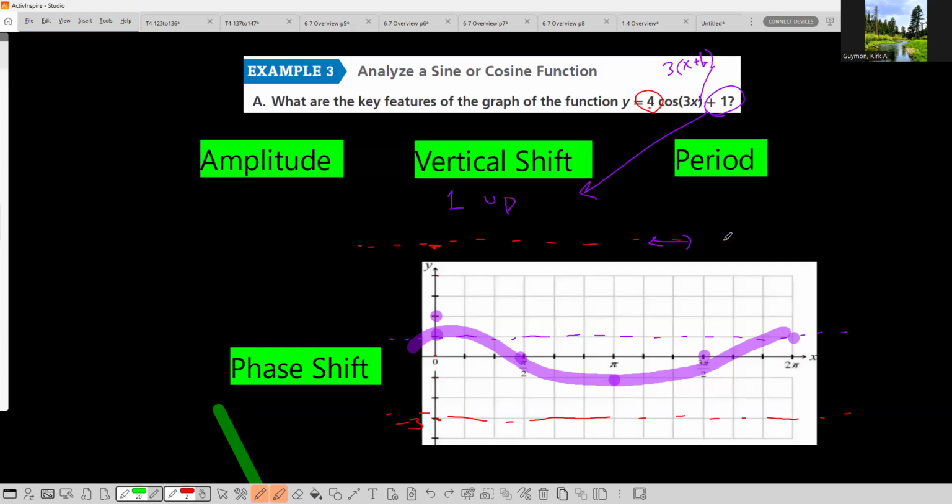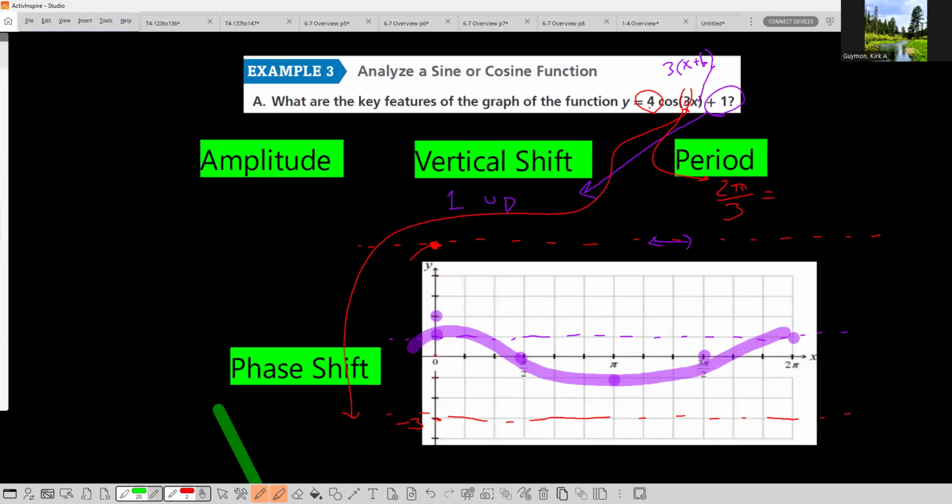I think that should be 4 above the 1, so that would be 5 for where we start, because we're going to be up there. And then don't forget we had this frequency of 3, so that's going to change our period, sorry. So our period now goes from 2 pi to 2 pi over 3 that we have to finish the graph.